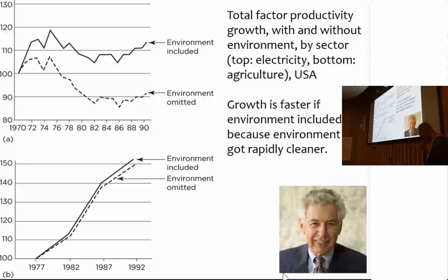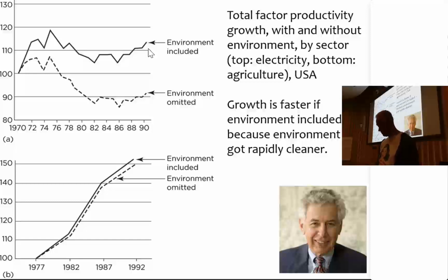This is work by Repetto, whose first name I completely forget at the moment, but this is what he looked like. He's a good bit older now, because as you can see, the graph stops in 1991. Repetto measured this for the United States, and he had the conventional growth accounting and then the growth accounting with the environment included. That is the solid line. Environment excluded is the dotted line. And what you see in the top graph for electricity, there is a huge gap there. Actually, if you focus on the conventional economic measure, then it seems as if total factor productivity in power generation is falling.